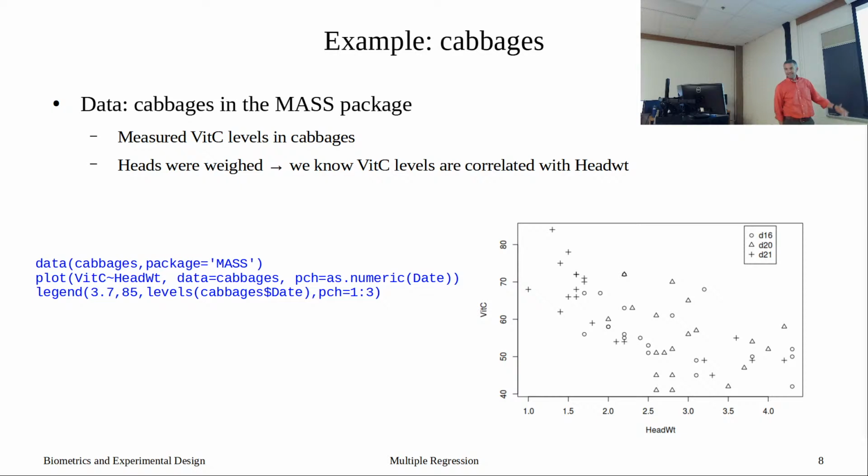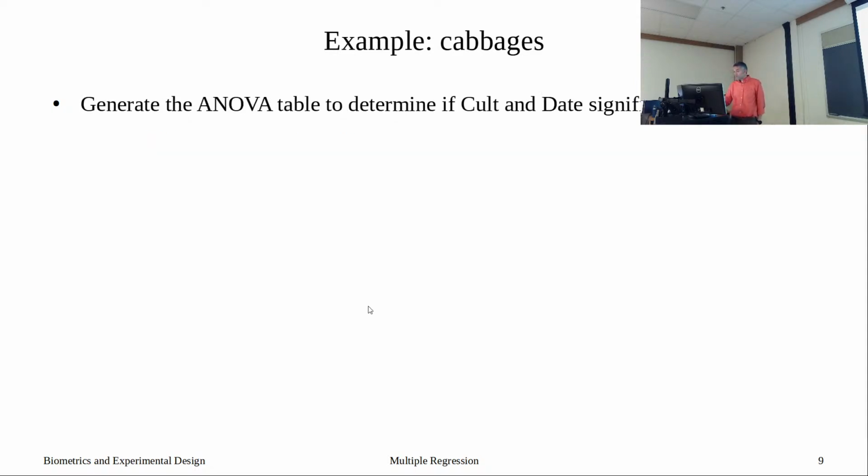It should be, if one increases, the other decreases. If it's a positive correlation, they're both going to increase together, or they're both going to decrease together. In this case, this is a negative correlation. As we increase our head weight, we're going to cause a decrease in the vitamin C. Now, we don't know if this is cause and effect. We don't know if larger head weights are causing a lower vitamin C. But that relationship could affect our conclusion on whether cultivar and date have an effect on vitamin C.